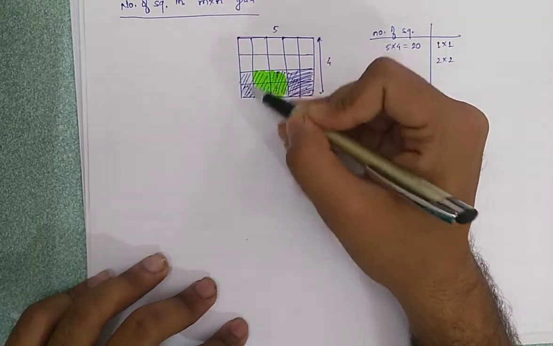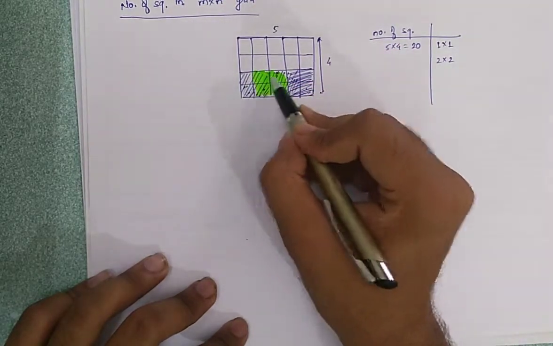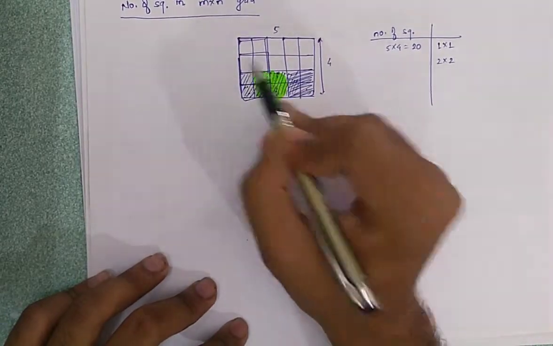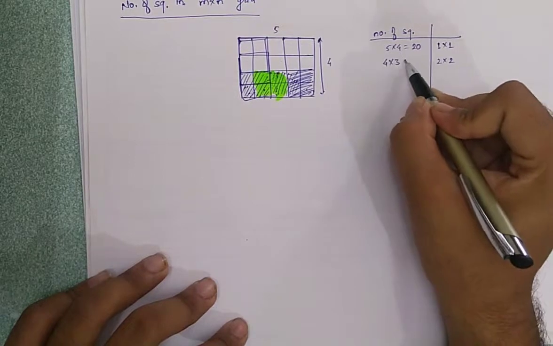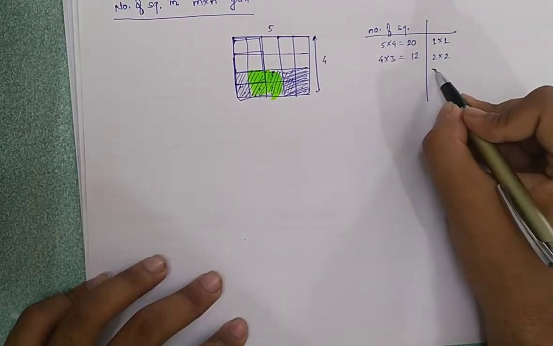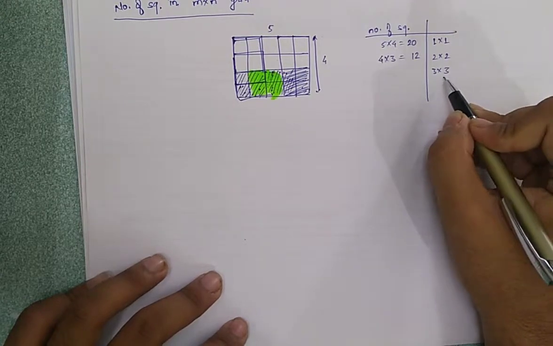Number of squares in the column will become 3: 1, 2, 3. So this is 4 into 3, which again gives us a value of 12. Number of squares of kind 3 into 3.